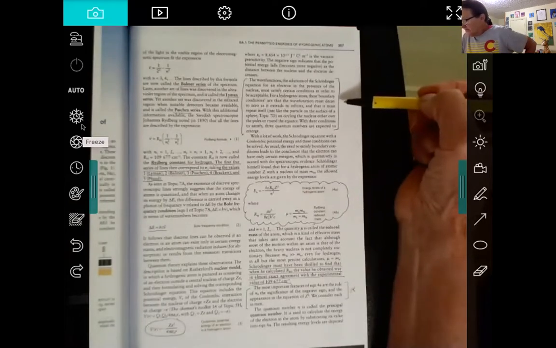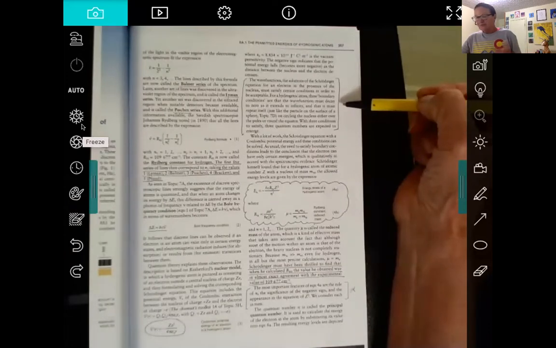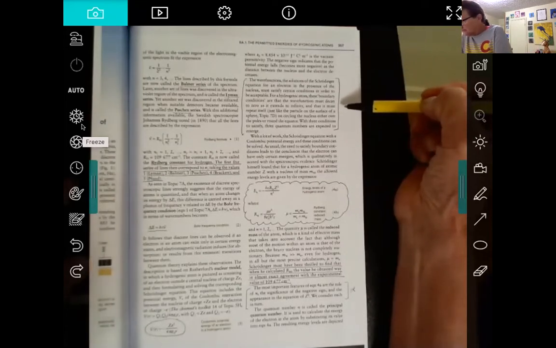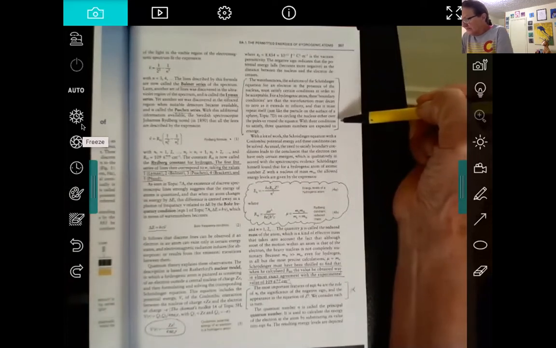For a hydrogen atom, these boundary conditions are that the wave function has to decay as r goes to infinity. That makes sense. As r gets infinitely far from the nucleus, if it's a hydrogen atom, you're not going to be able to find the electron out there. And it must repeat itself just like the particle on a sphere, except now we have 2 different boundary conditions.